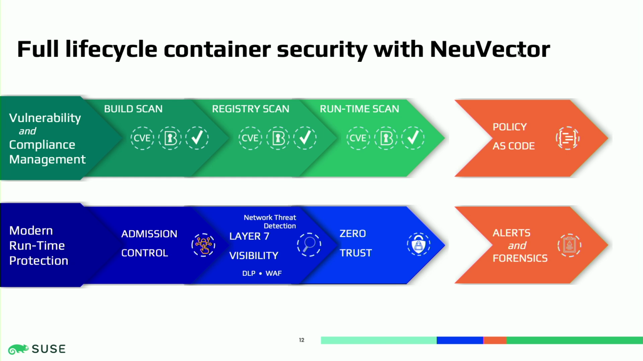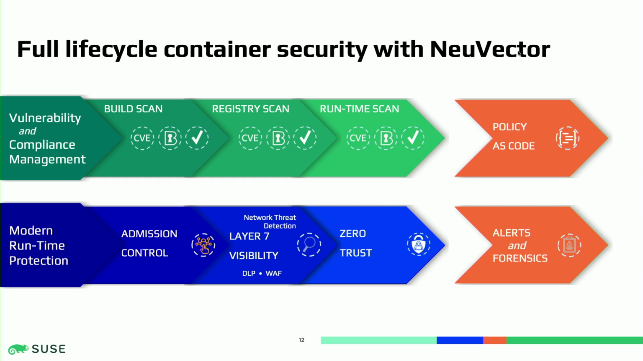So from a compliance management perspective, we can scan through the pipeline, we can scan through the registries, as well as the container runtime. And we're able to do the vulnerability scanning as well as compliance scanning, to make sure if someone comes along and asks you for a report, with the click of a button, you're able to give that report straight away. And when it comes to the runtime security, we have admission control to prevent any sort of unauthorized or vulnerable images from being deployed into that runtime environment.